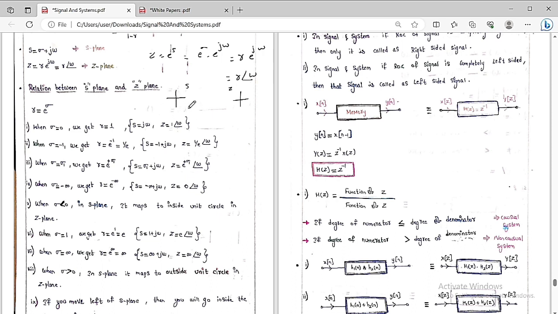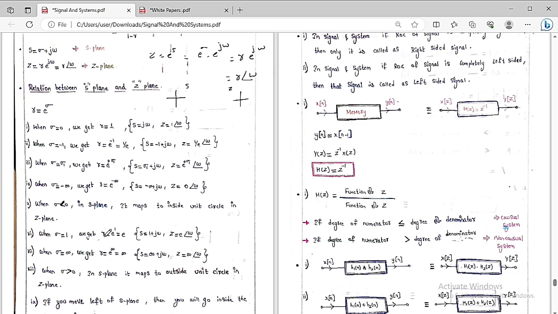When sigma is less than 0, all the LHS points are going to lie inside the unit circle. So this is what we can see clearly here. When sigma is equal to 1, then what are we going to get? We get R equal to e to the power of 1, which is equal to e. So Z is equal to e at an angle of omega. Therefore we can see e is greater than 1, so it is outside the unit circle.